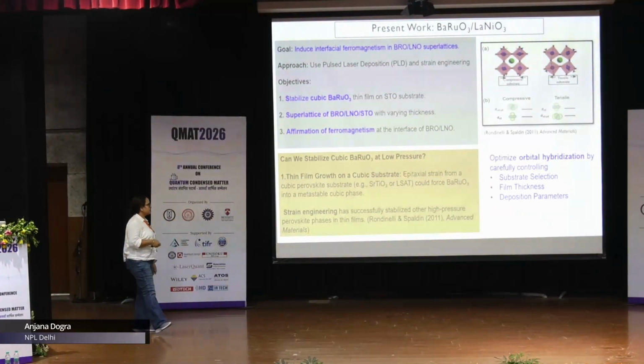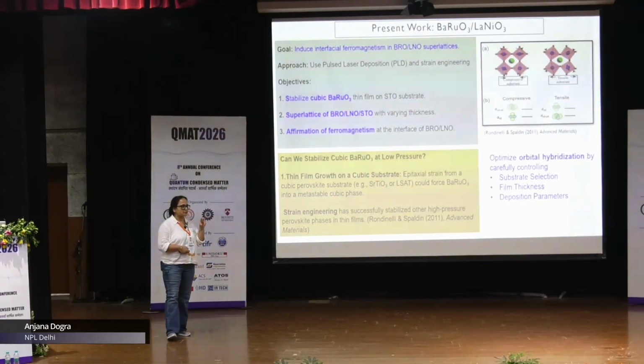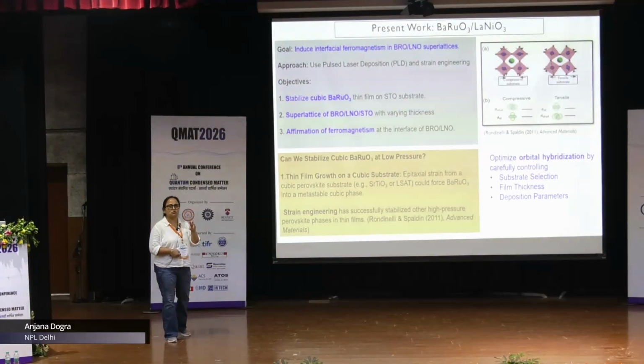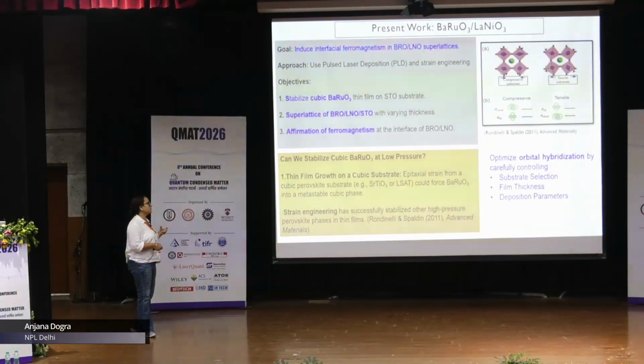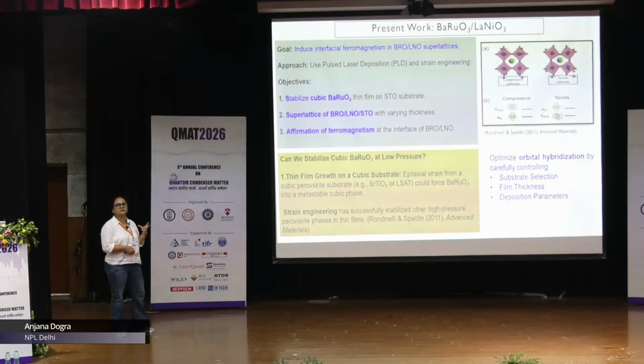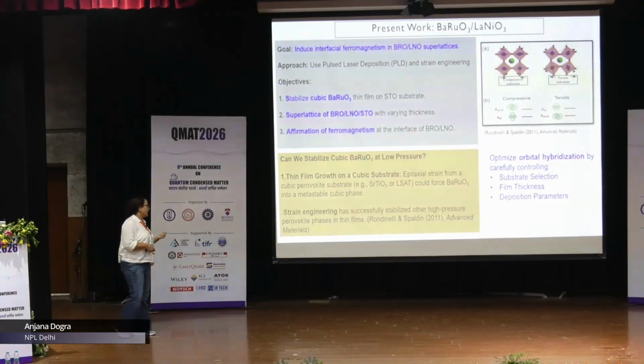And the second thing is, when we are growing these kinds of superlattices on, let us say, an STO substrate or any other substrate, there are chances that we could create some kind of epitaxial strain in these films. Because of the strain also we may look for ferromagnetism in these materials. So, basically we will be doing strain engineering in these materials.